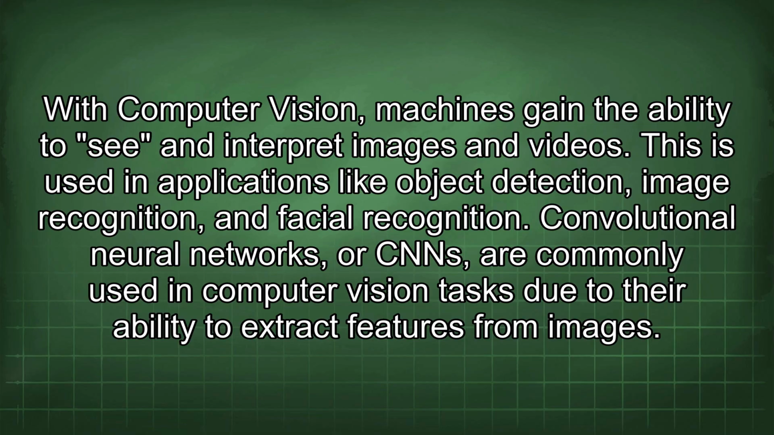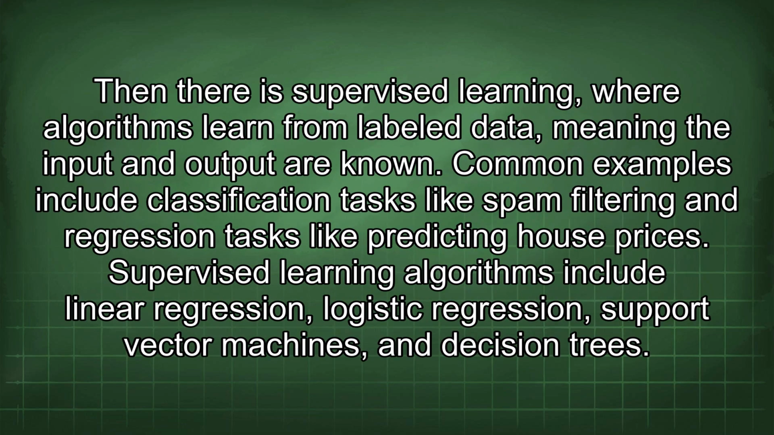With computer vision, machines gain the ability to see and interpret images and videos. This is used in applications like object detection, image recognition, and facial recognition. Convolutional neural networks, or CNNs, are commonly used in computer vision tasks due to their ability to extract features from images.